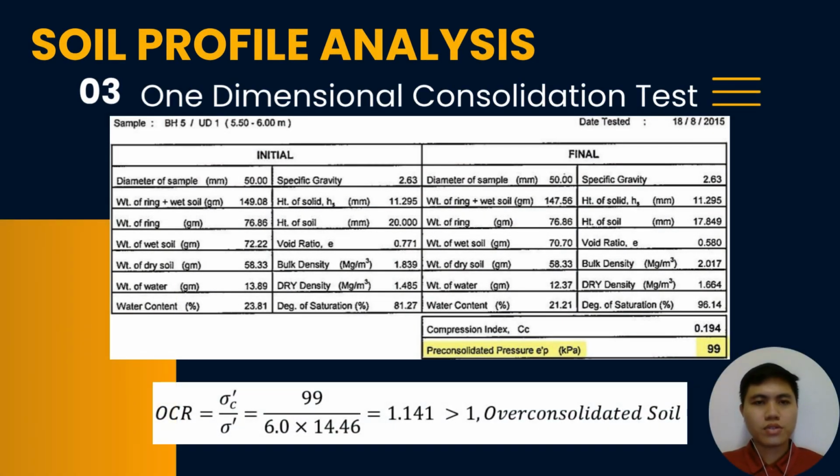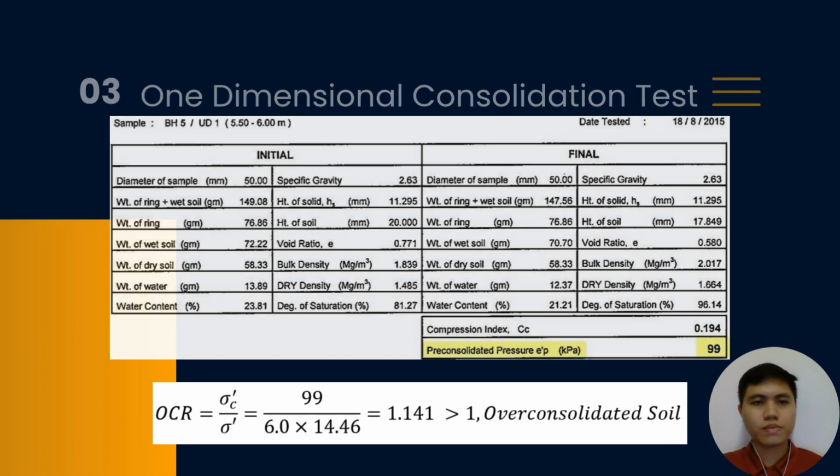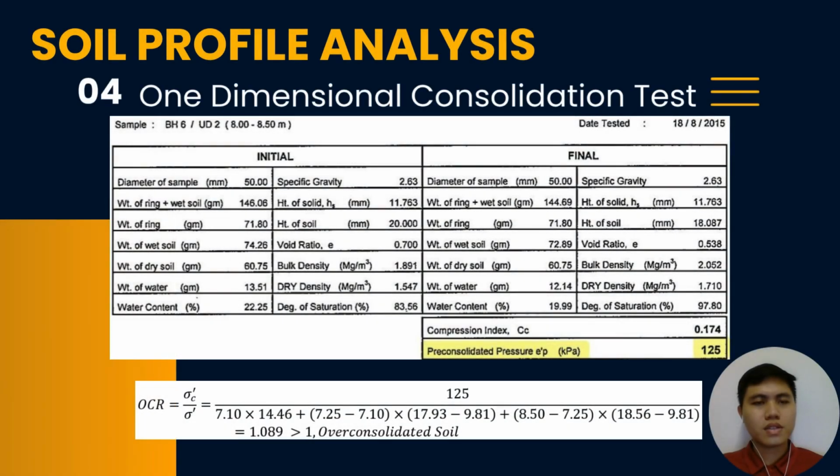The over-consolidation ratio (OCR) is calculated by dividing the pre-consolidation pressure obtained from the one-dimensional consolidation test by the current effective vertical stress, which depends on the unit weight of the soil and depth of the sample. Since the sample is taken below the groundwater level, buoyancy effects are considered in the stress calculation. An OCR value greater than 1 indicates that the soil has previously experienced a higher vertical stress than it currently does, suggesting that it is over-consolidated.